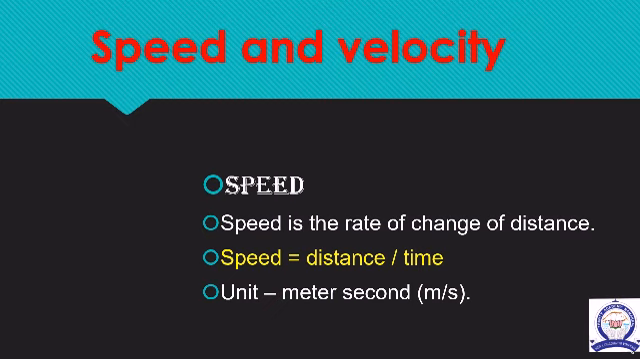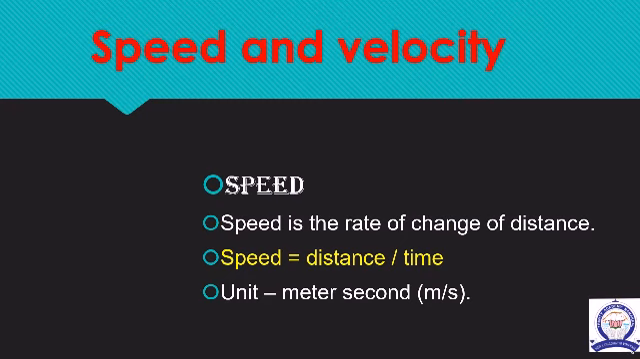Higher speed means an object is moving faster. Lower speed means it is moving slower. If it is not moving at all, it has zero speed. Speed is the rate of change of distance. The formula for speed is equal to distance divided by time. The unit of speed is meter per second.